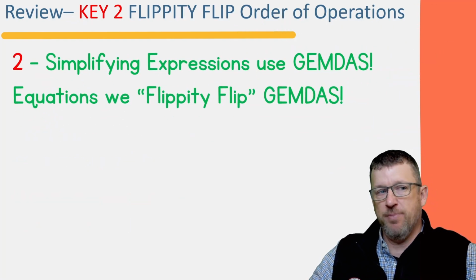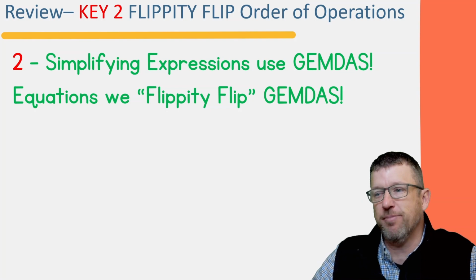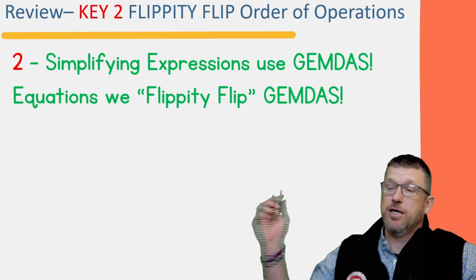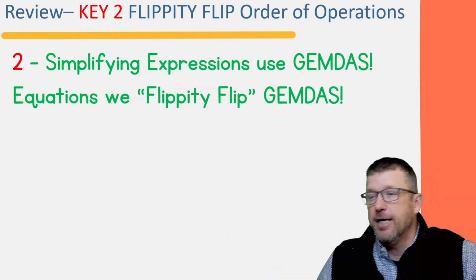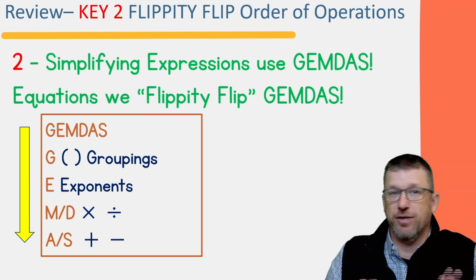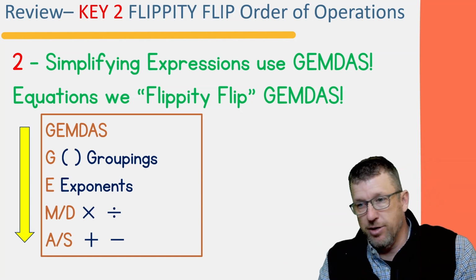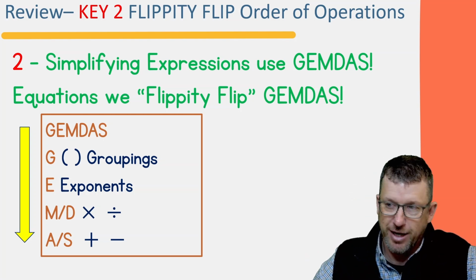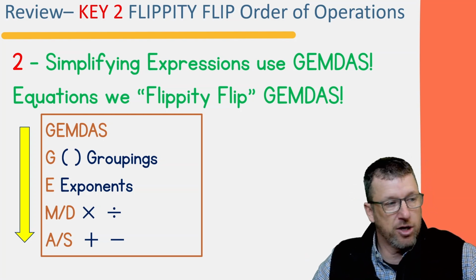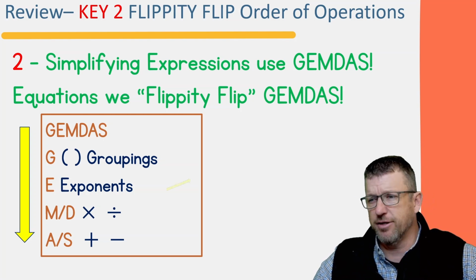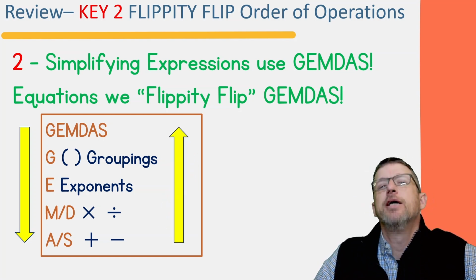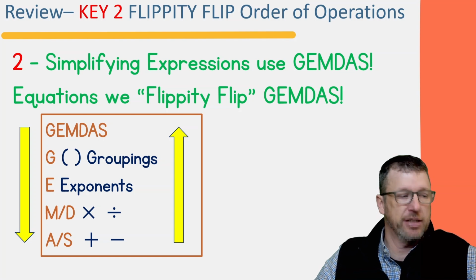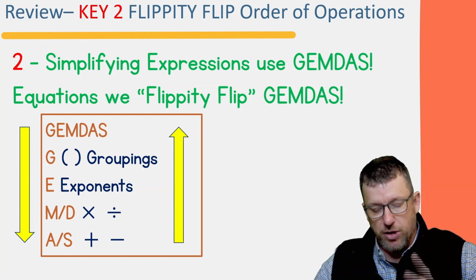Second, the flippity-flip order of operations. Okay, so simplifying expressions uses GEMDAS. We use groupings. We use exponents. We use multiplication and division, whichever one we see first, like we're reading a book. And then finally, we do addition and subtraction, whichever one we see first, going from left to right. When we're moving across an equation from one side to the other, we flippity-flip it and do it backwards. We do addition and subtraction first, and then multiplication, we go up. Okay.